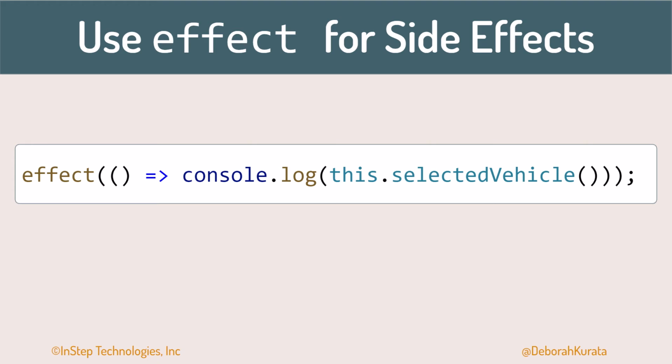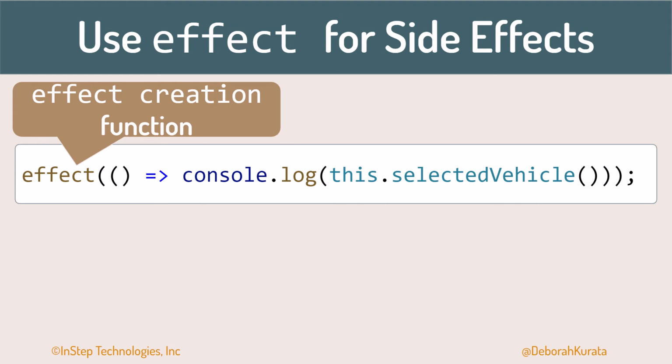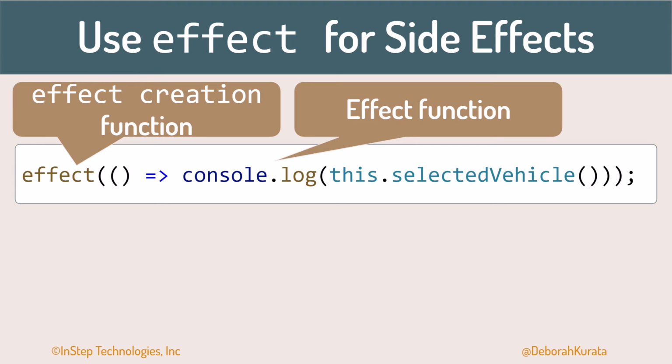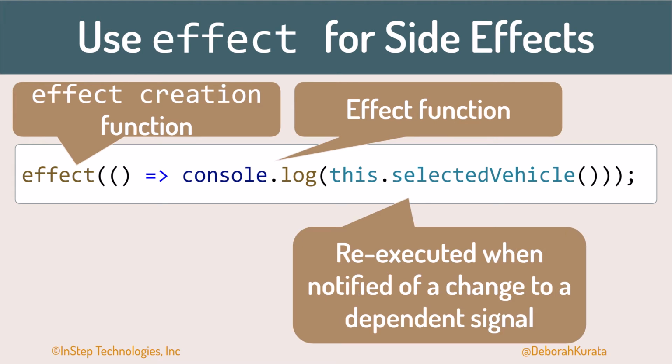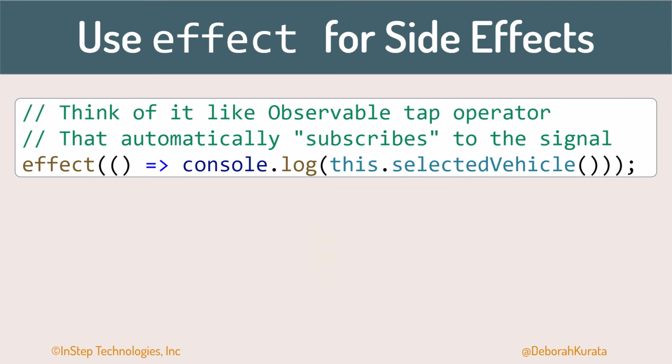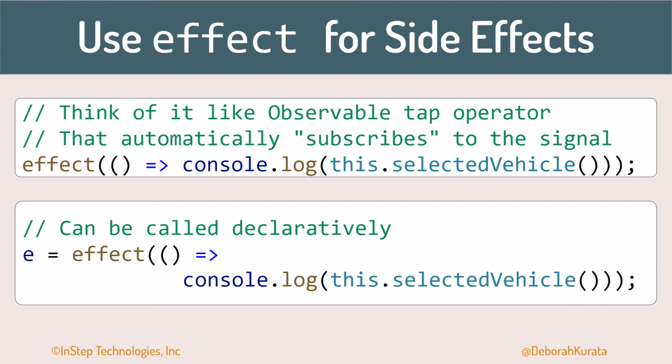Lastly, we have effects. Use an effect if you want to run some code when a signal changes, and that code has side effects. Create an effect with the effect creation function. Pass it a function with the code to execute. The code is then re-executed when it's notified of a change to one of its dependent signals. Think of an effect like an observable tap operator that automatically subscribes to the signal. We can add the effect to a method, such as a constructor, or we can call it declaratively.